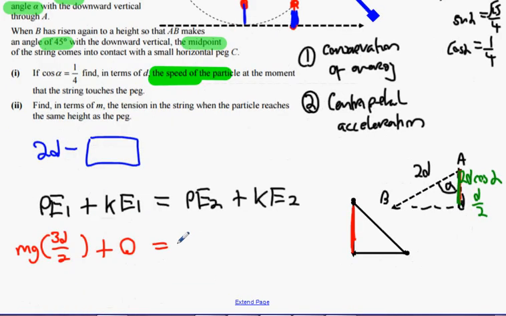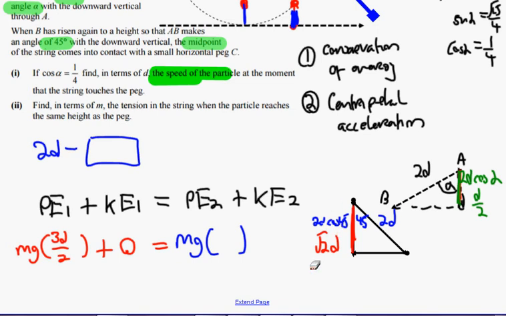Because remember, once again, it's mg, your height, your current height above ground. So it's 45 degrees. That's 2d. That's going to be 2d cos 45. Anybody tell me what 2 cos 45 is? It's going to be root 2d. Okay. So guys, root 2d. Everybody happy enough with that?